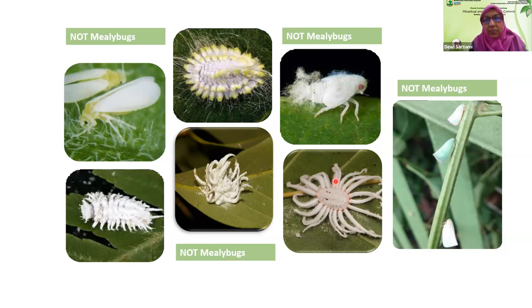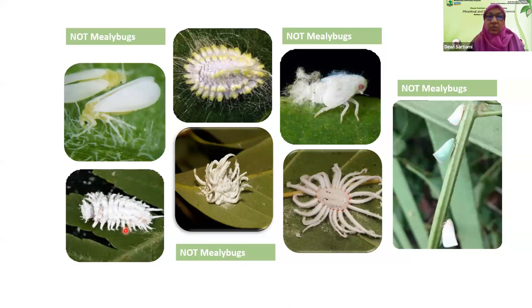In the lower part, this one is not a mealybug. This is a Margarodid, Icerya aegyptiaca. This is not a mealybug too. This is a mealybug with maybe an entomopathogen, so the fungi have already grown. And this one, please don't say this is a mealybug. This is a predator. This is the larva of Coleoptera, belonging to family Coccinellidae.